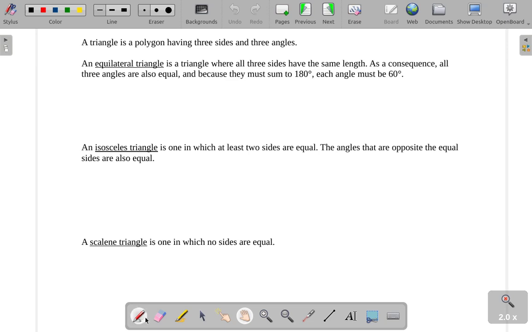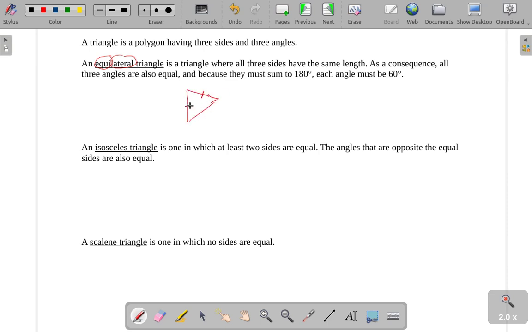A triangle is a polygon that has 3 sides and 3 angles. Let's talk about some specific triangles though. An equilateral triangle, notice the vocabulary here, the parts of the word here. Equi kind of reminds you of equal, and lateral meaning side. So equilateral literally means that they have the same sides. Well, same side lengths. So an equilateral triangle ends up looking like this.